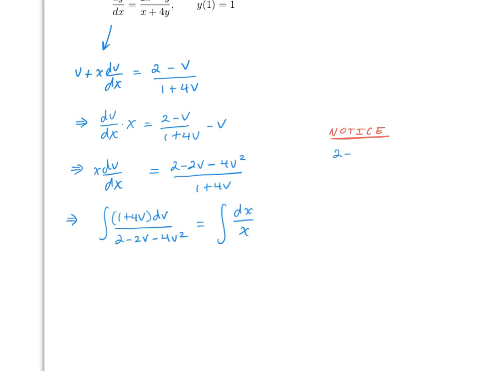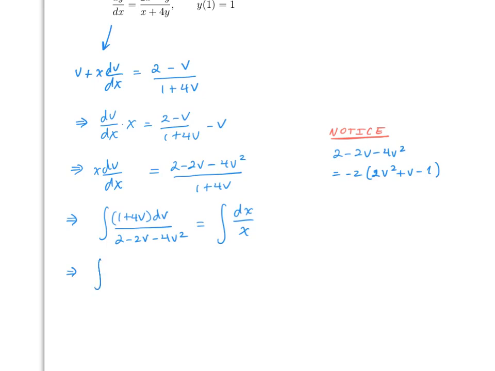Notice that 2 minus 2v minus 4v squared is the same thing as minus 2 times, you can have here 2v squared plus v minus 1. Again, it's not required to do this, but it will make integrating a lot easier. And you'll see why in a second. So my point is that we can rewrite this part now as this.